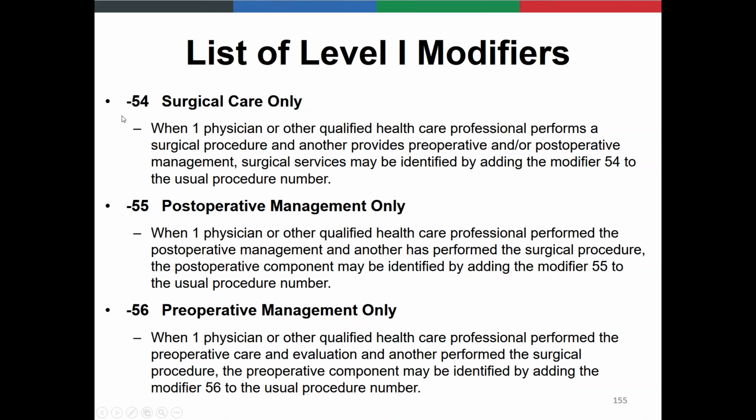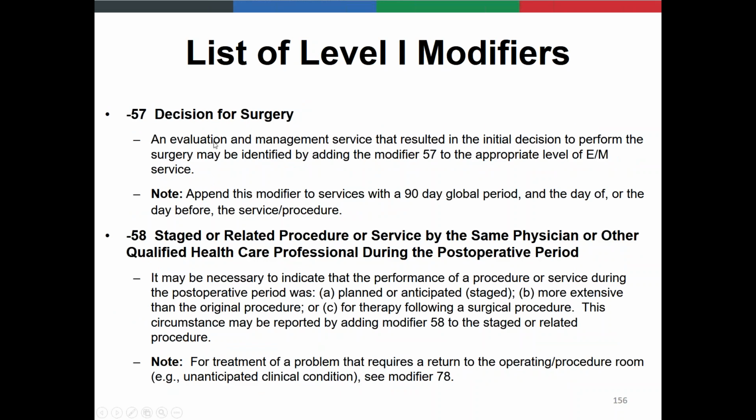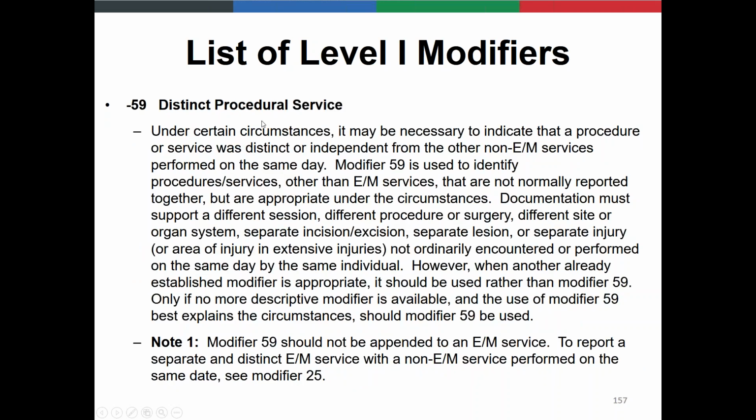Okay? And so these are just some other modifiers. You can see that there are a number of different modifiers to explain specific situations as it relates to procedures. Decision for surgery: this would be an evaluation and management service that resulted in the initial decision to perform the surgery. Distinct procedural services: sometimes there are services that are very closely related, and we'll talk about that in our CPT coding workshop.